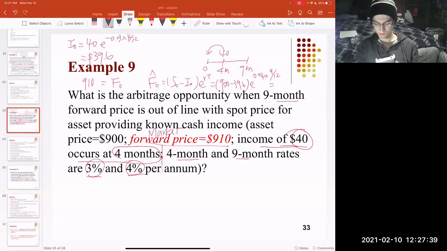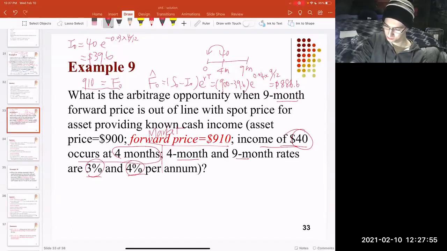What's the forward price? $886.60. Yes, that's correct. And then we compare to the market forward price. Which one is greater? The market forward price is greater. Okay, so our action would be buy low, sell high.